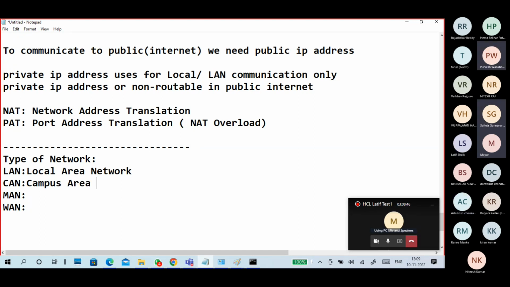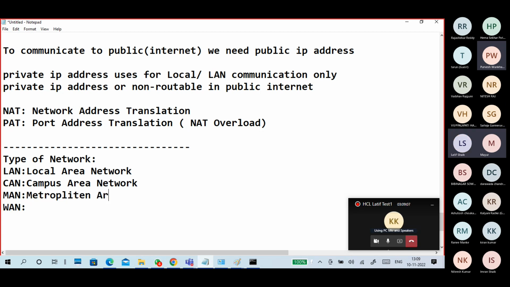Campus area network. What is the limit within the campus? Multiple buildings in the campus will communicate with each other. Metropolitan area network. So I have made a spelling mistake, metropolitan. Metropolitan area network means within the city.